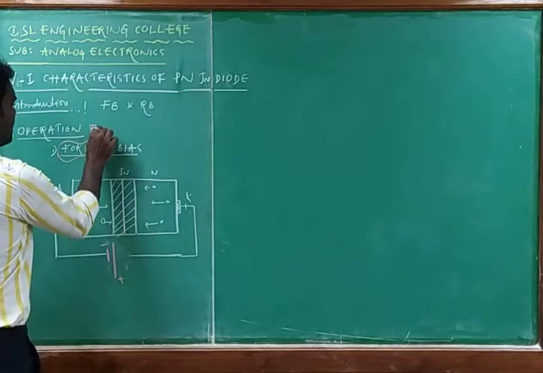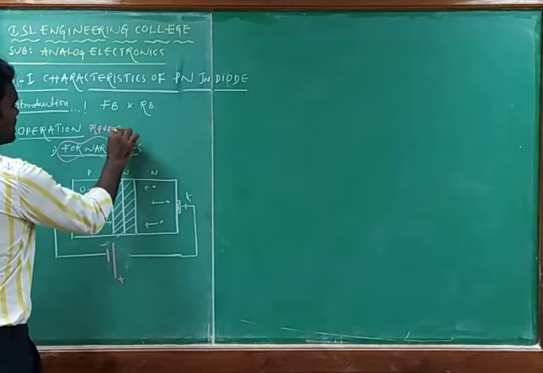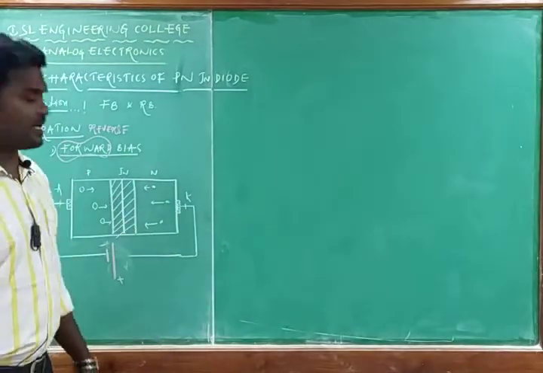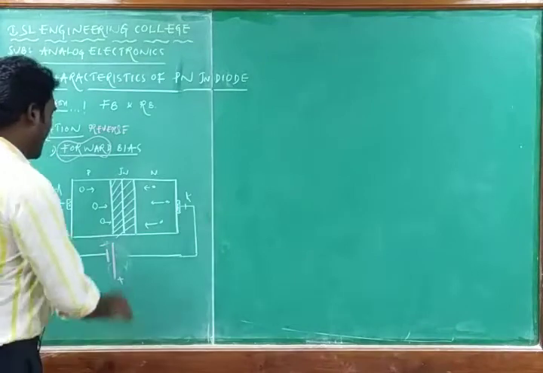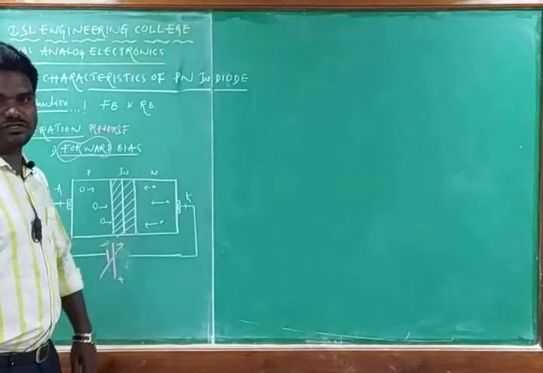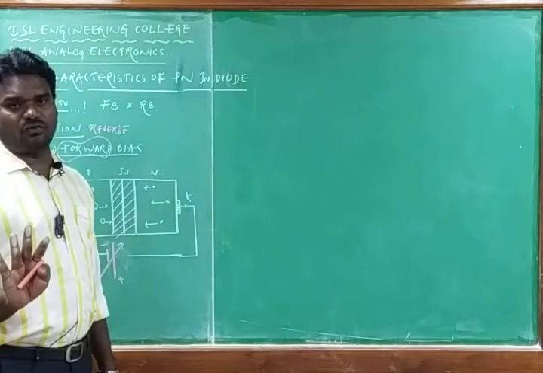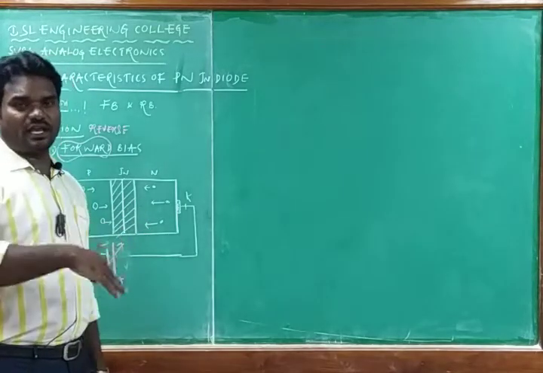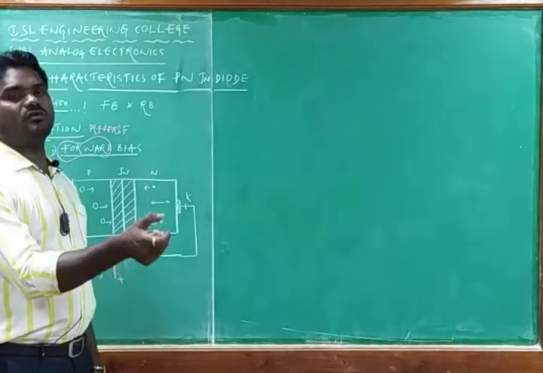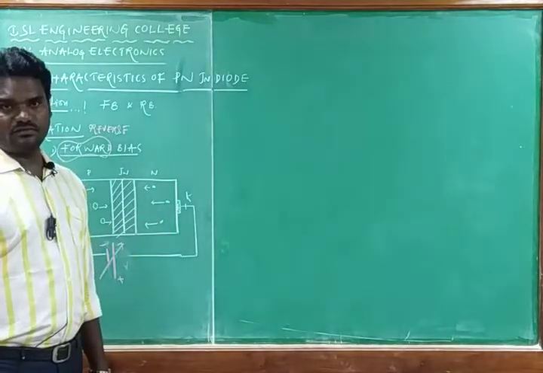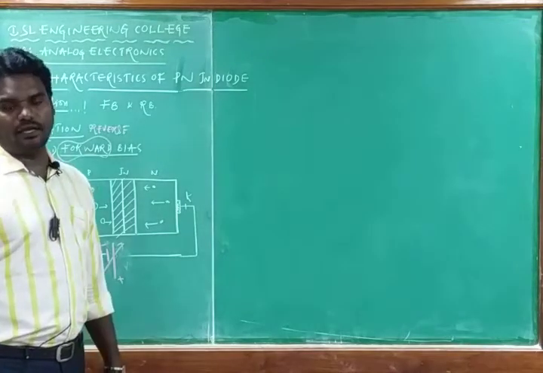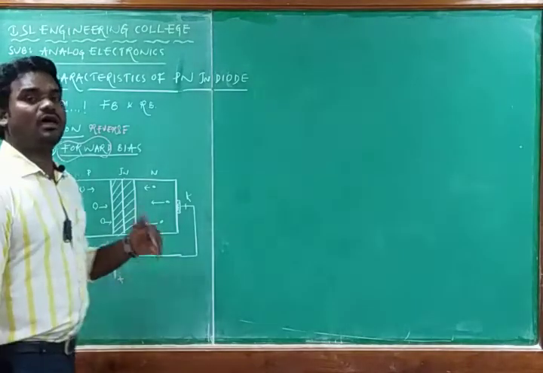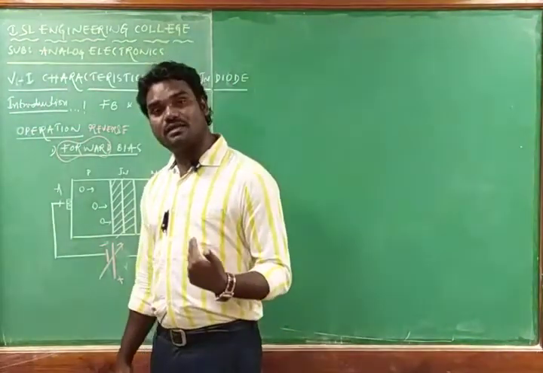Reverse bias means what? Anode of the PN junction diode is connected to the negative, whereas cathode of the PN junction diode is connected to the positive terminal of the battery, and this is again a variable voltage. That means it is not a fixed one. We can vary the voltage from 0 to 5 volts. If the range is from 0 to 5 volts, any voltage you can set in between 0 and 5. By varying the reverse bias voltage, we are again going to study its operation, that is nothing but reverse bias operation.